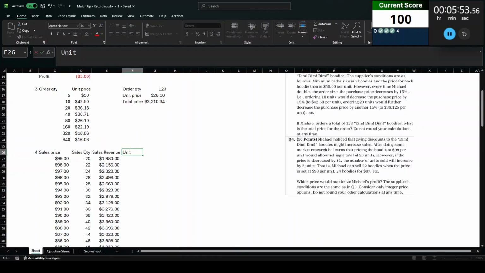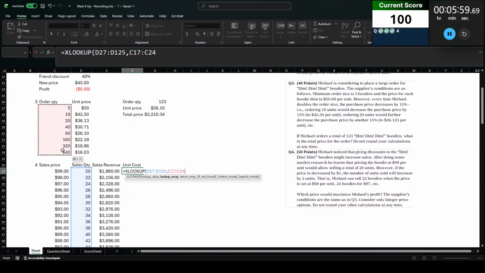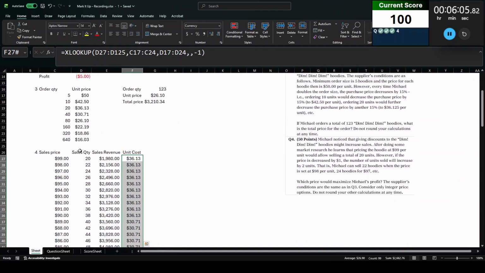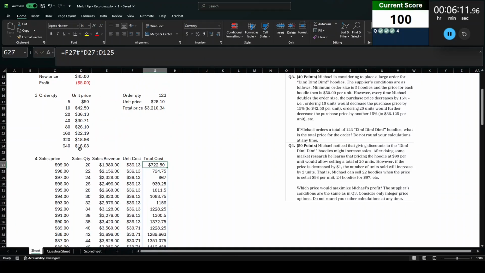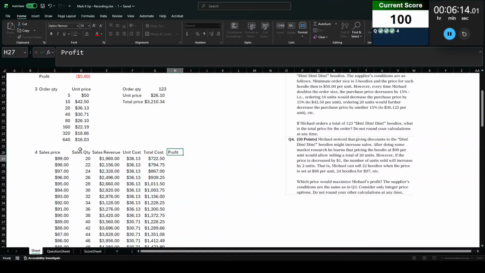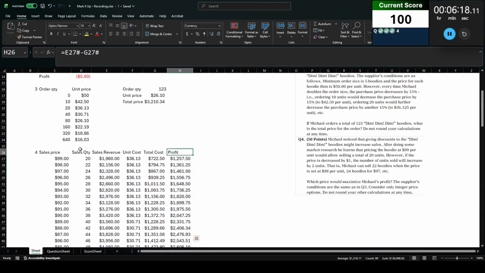So let's go ahead and do unit cost. We're going to XLOOKUP once again, the same formula that we did before. XLOOKUP that sales quantity from this list, return the price or the next smaller item. So that's the unit cost. Total cost is going to be the unit cost times the units purchased. So then we could get a profit of the revenue minus the cost, just like that.